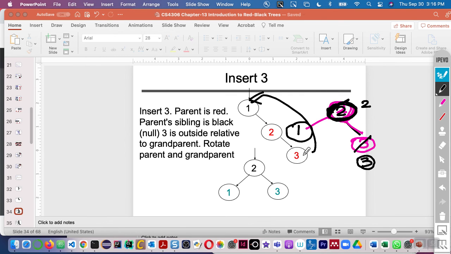3 was red initially, right? So maybe you can do that before rotation. So what rule did we violate to do the rotation in the first place? Before rotation, what did we violate?